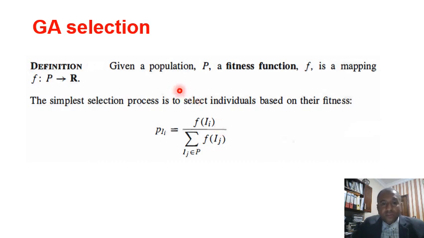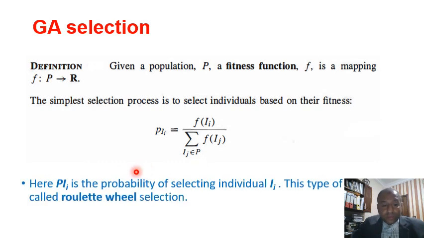So we have population P, and we have a fitness function. This function maps from P to real values; the real value represents the probability. This is the simplest selection process, called roulette wheel. Roulette wheel, very famous. So the probability of selecting individuals is calculated using this equation. Very simple.